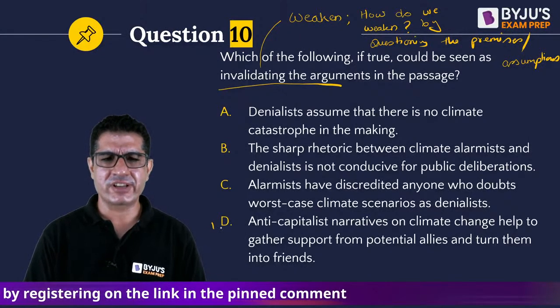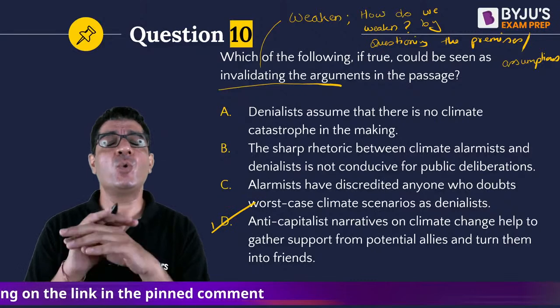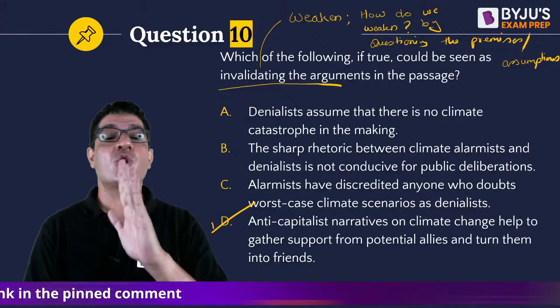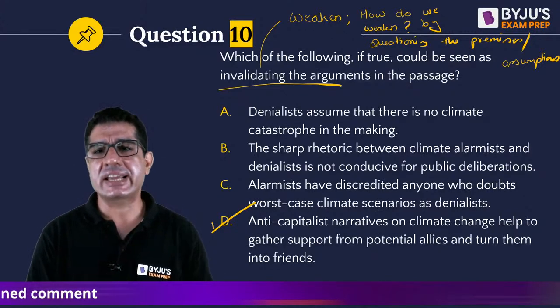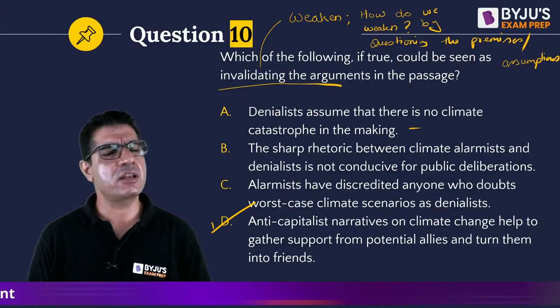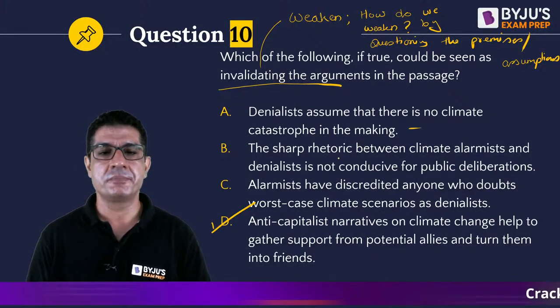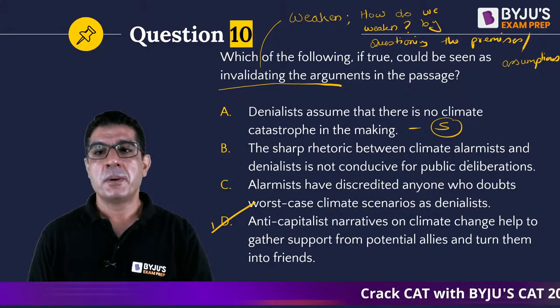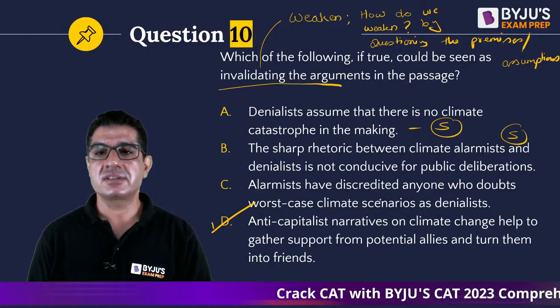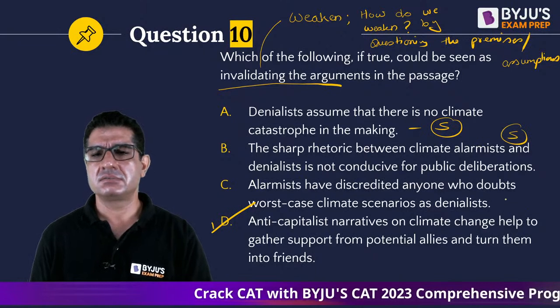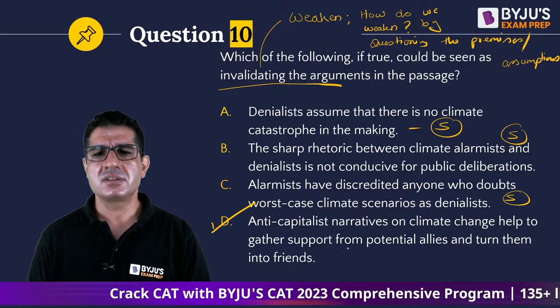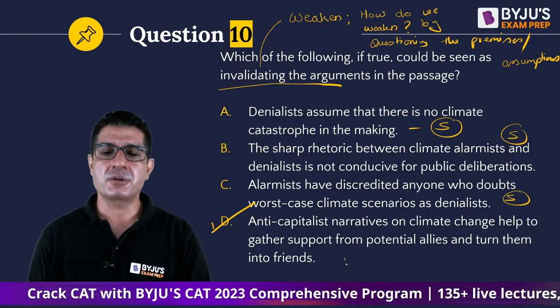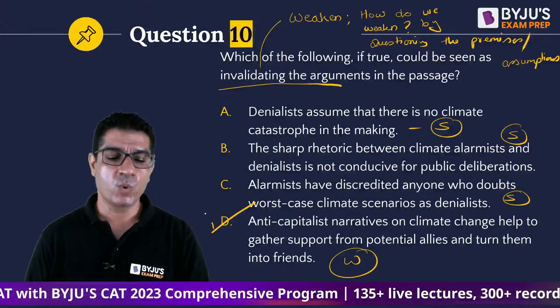Absolutely spot on. The correct answer is indeed D. D is the only bit which contradicts the premise. A is in agreement with the passage, so it can't weaken. So this in fact goes on to strengthen. B strengthens. C strengthens. D is the only one that contradicts the premise and therefore goes on to weaken.